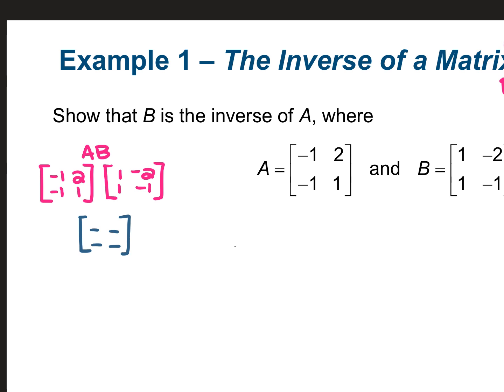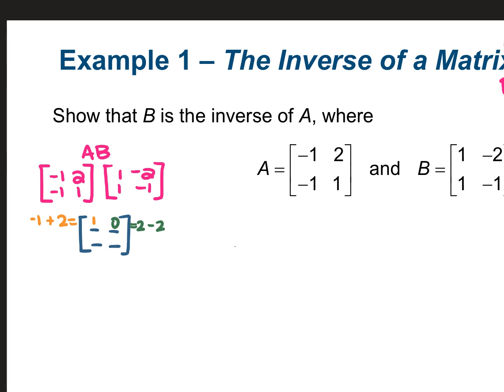If you're going first row, first column, you're going to have negative 1 times 1, which is negative 1. Then you'll have 2 times 1, which is 2. That's going to give you a 1. Next, I'm going to go top on the right. So first row, second column, you have negative 1 times negative 2, which is 2. Then you have 2 times negative 1, which is negative 2. That simplifies and gives you 0.